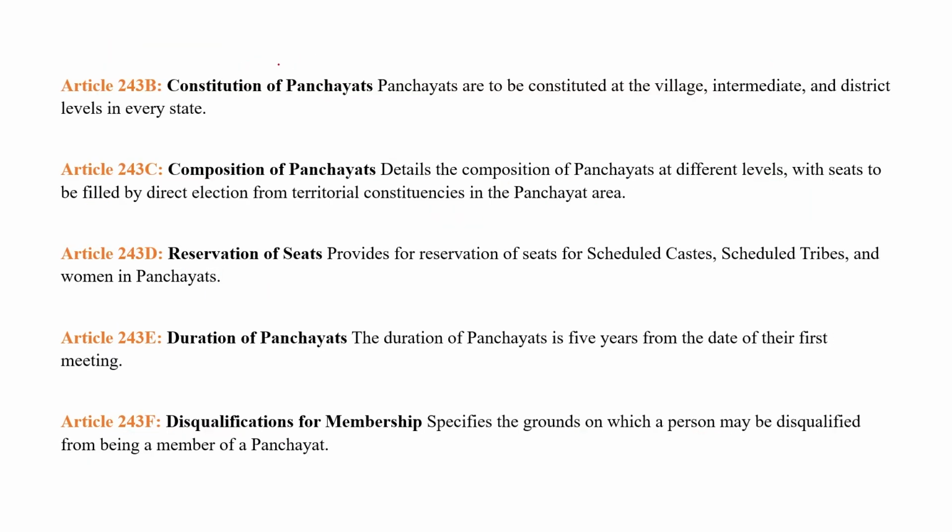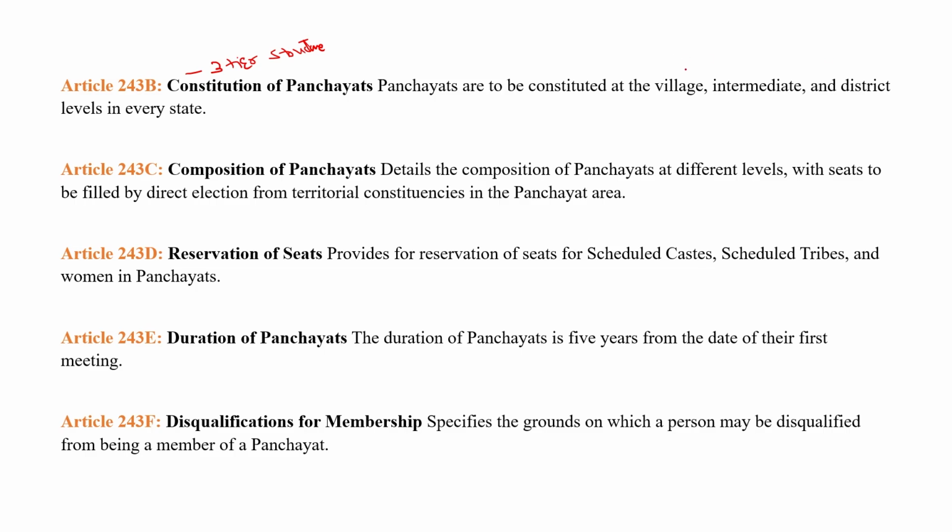Now, what is Article 243B? Article 243B explains the Constitution of Panchayat, meaning how Panchayat will be constituted at the village level, at the intermediate level, and at the district level in every state. As I told you, we have a three-tier structure of the Panchayati Raj system, in the rural area.